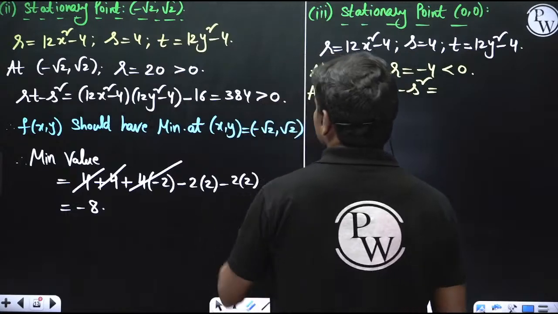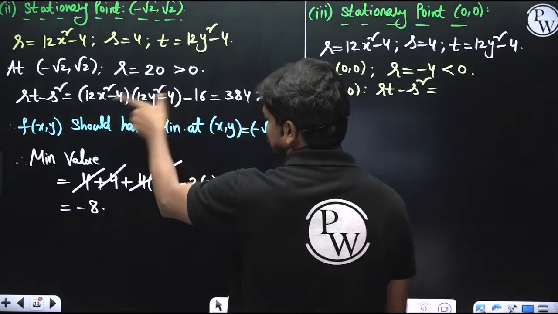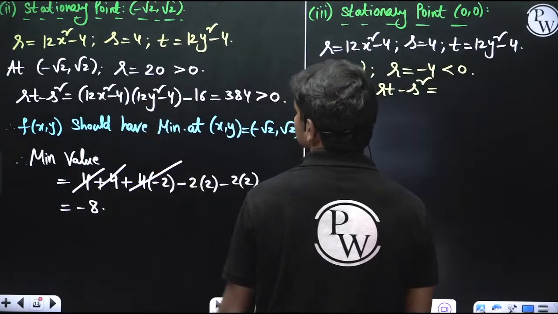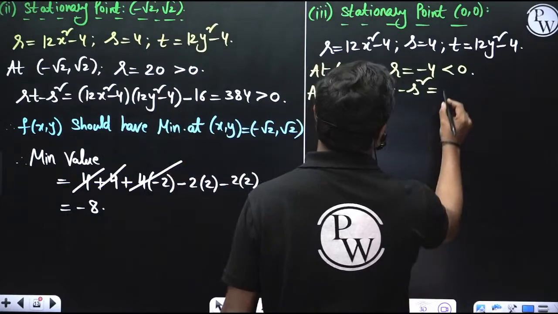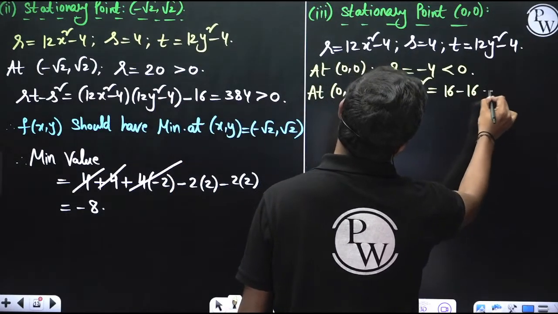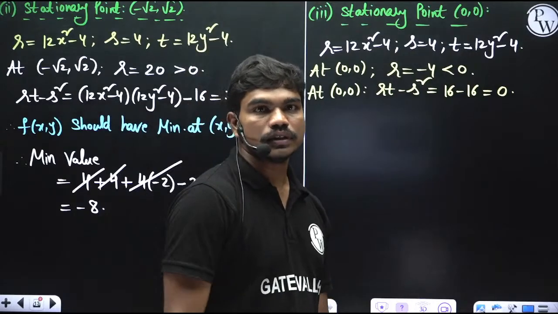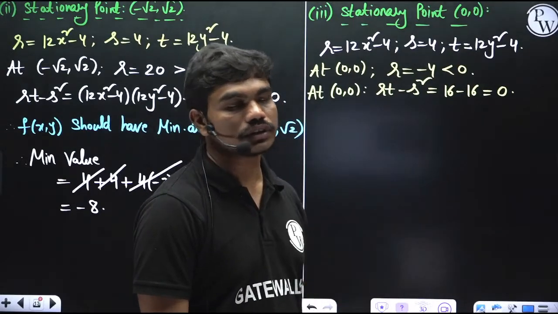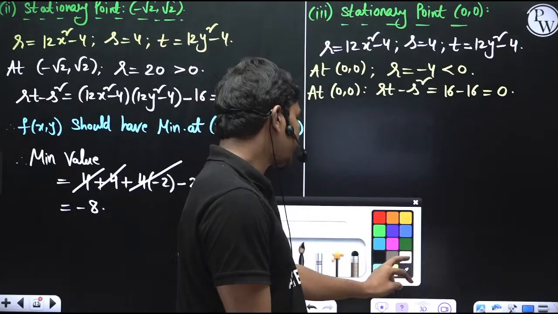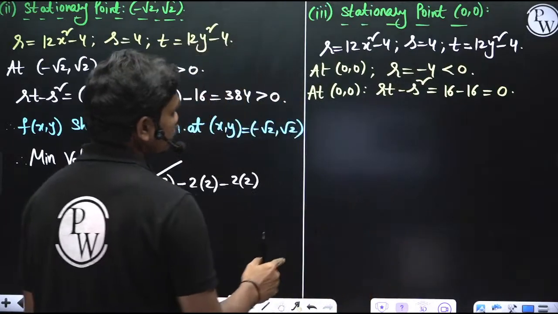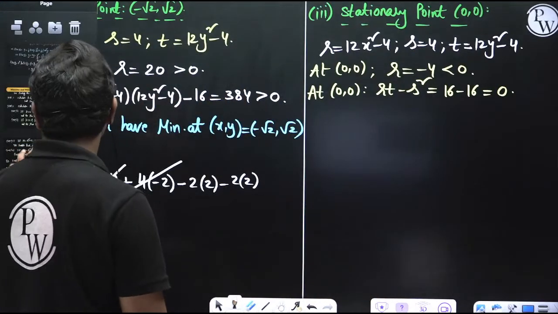Let's see, rt minus s square. So this is the rt minus s square expression. If you put x equal to 0 and y equal to 0, this is like minus 4 into minus 4, 16 minus 16. So this is exactly 0 in this case. So we cannot determine the nature at this point. Okay, just a second guys, I think I have altered the conditions here.